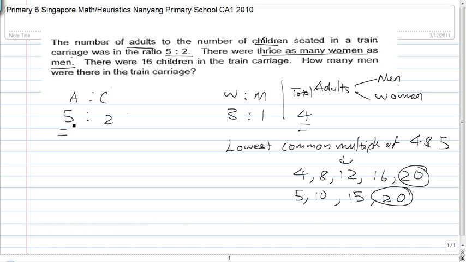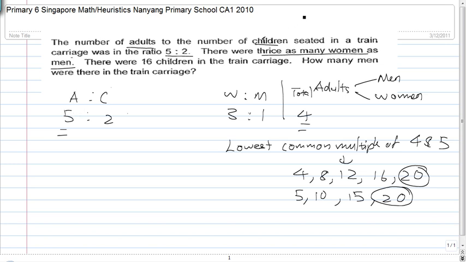Why do I have to find the lowest common multiple of 4 and 5? That's because the number of women and men make up 4 units, whereas the number of adults make up 5 units. So we have to make the number of units here equal to the number of units here, because it's a common element. The number of women and men is equal to the number of adults.